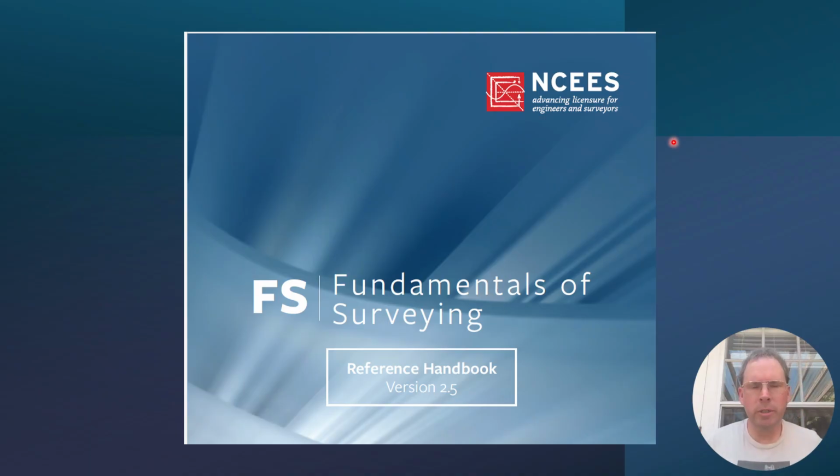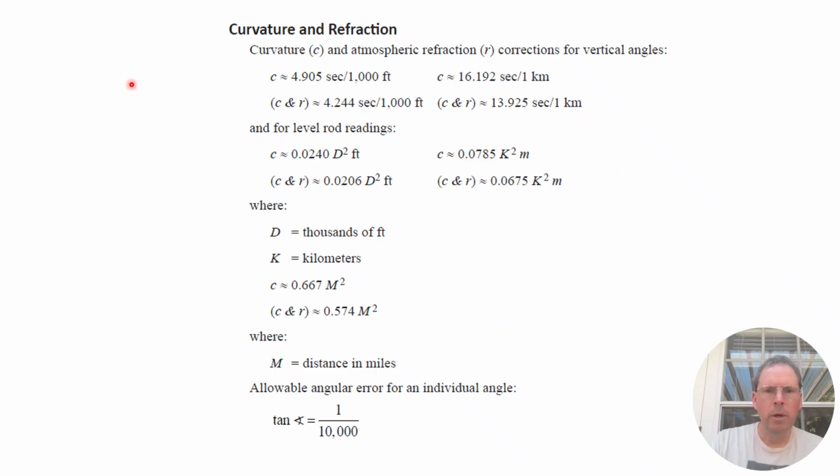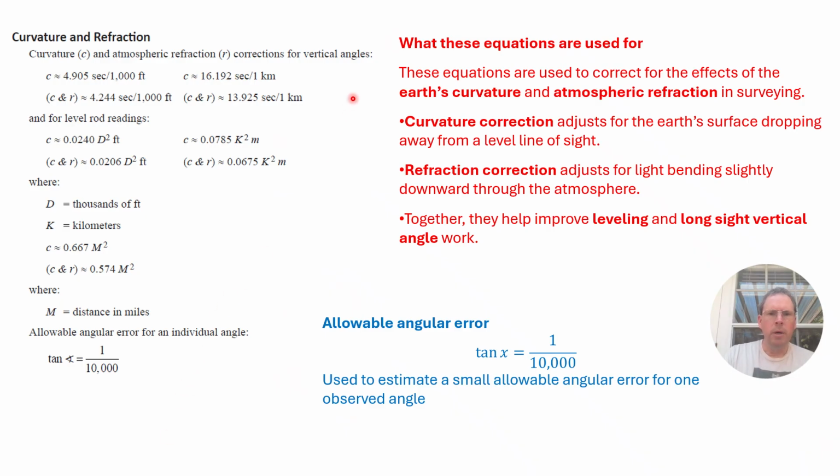And we'll go ahead and take a look at the next set of equations that comes up here. The curvature and refraction equations. Now these equations, I just kind of put together what these are used for. These equations are used to correct for the effects of the Earth's curvature and atmospheric refraction in surveying. Curvature corrections adjust for the Earth's surface dropping away from a level line of sight. Refraction corrections adjust for light bending slightly downward through the atmosphere. Together they help improve leveling and long sight vertical angle work. This is over long distances, where you might be using these.